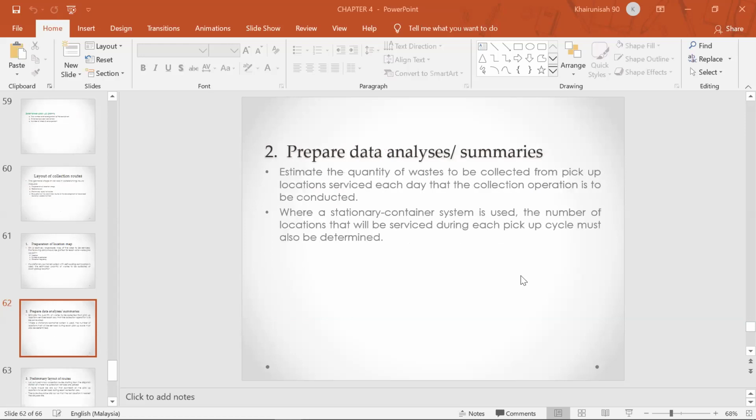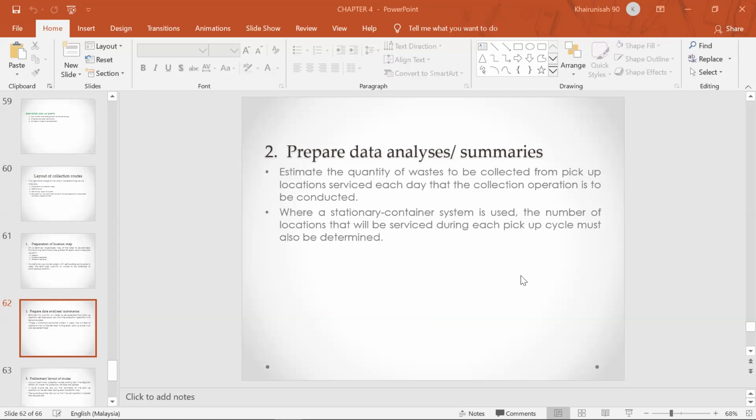The second point is to prepare data analysis or summaries, which estimate the quantities of wastes to be collected from pickup locations serviced each day that the collection operation is to be conducted. And where a stationary container system is used, the number of locations that will be serviced during each pickup cycle must also be determined.